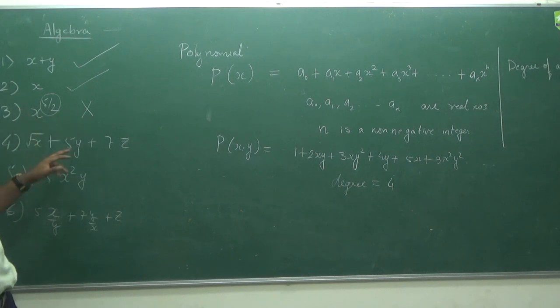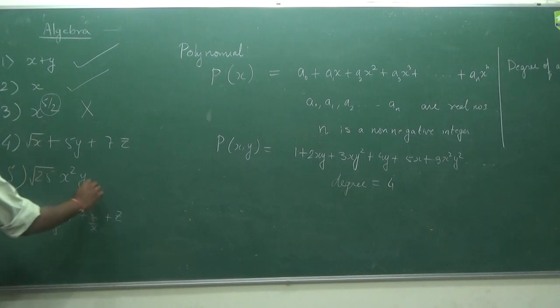So hence, what about this? No, why? X power is what? Half. So root x, x power is half, not an integer, so ruled out. What about this? Yes or no? It is a polynomial. Why? Because this is real and this is very much polynomial. What about this? No. Why? Because when you take y, the power of y is negative 1. Okay, so this is correct.